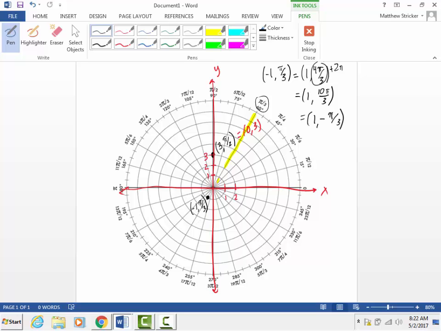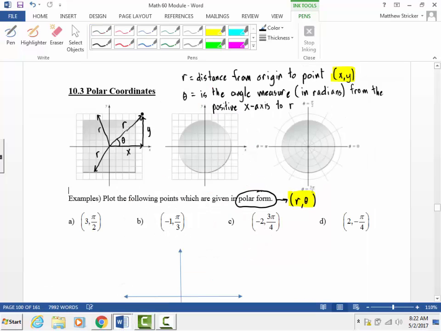Okay. So what I'd like you to do is take those, 2 more points, and go ahead and try to plot those on your own if you haven't done so already. Yeah, C and D. Try to do C and D on your own, please.